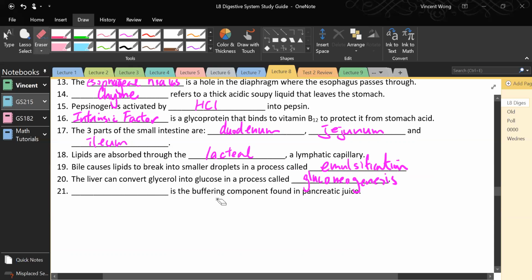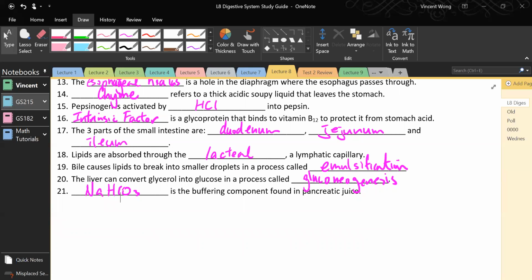Lastly, the buffering component found in pancreatic juice. Buffering in this context means it neutralizes the hydrochloric acid, right? So we have the sodium bicarbonate that is going to be doing that.